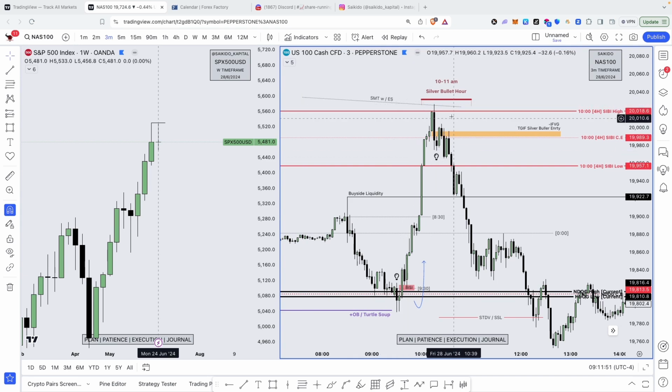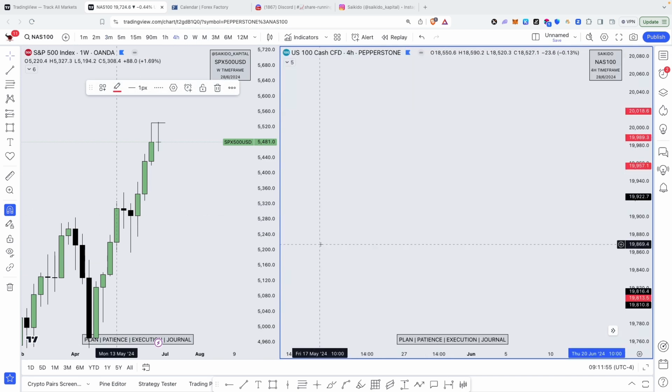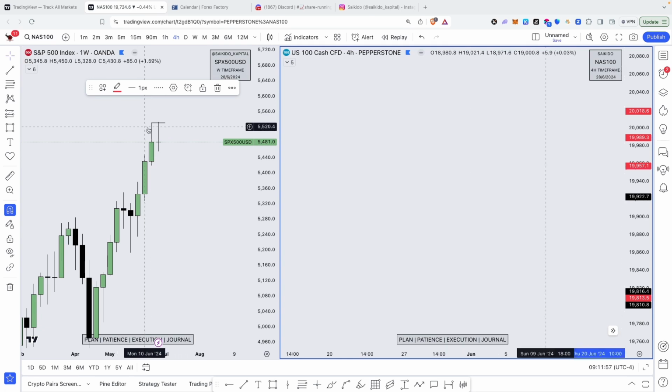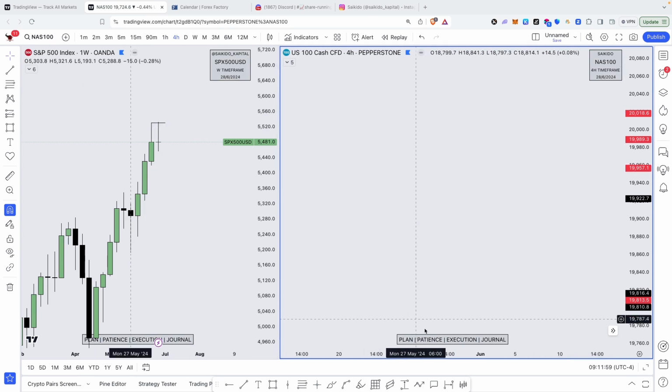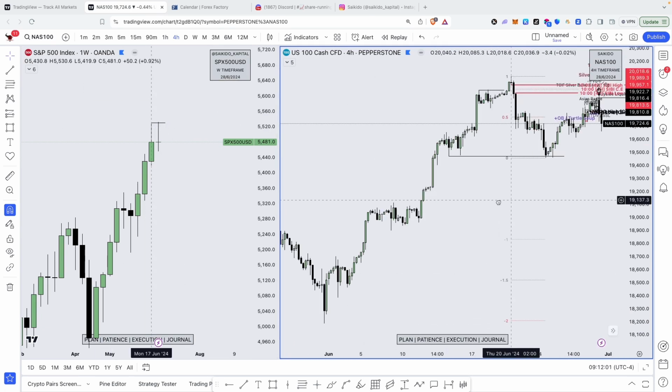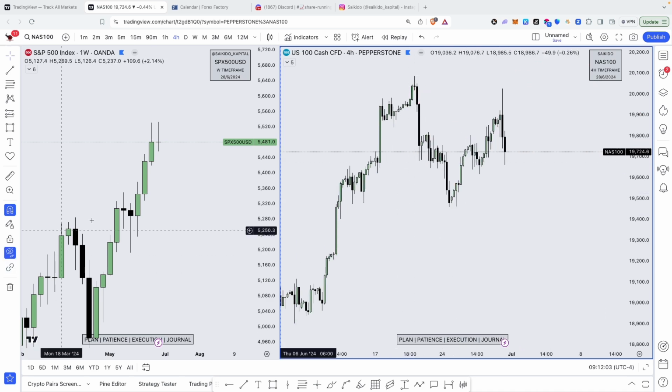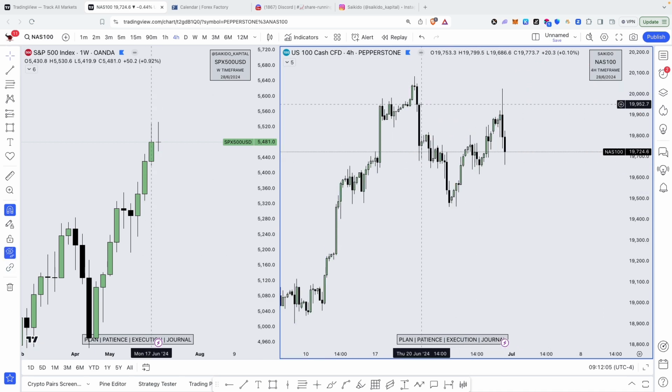So this was the 4-hour chart. Let's go back to 4-hour. ES went as high as taking out the previous week's high, but Nasdaq failed to do so because we just went as far as respecting this. We did not reach for that high. So this here is SMT divergence, smart money technique. It tells you that Nasdaq is actually heavier than ES. So those are the things that I wanted to cover.